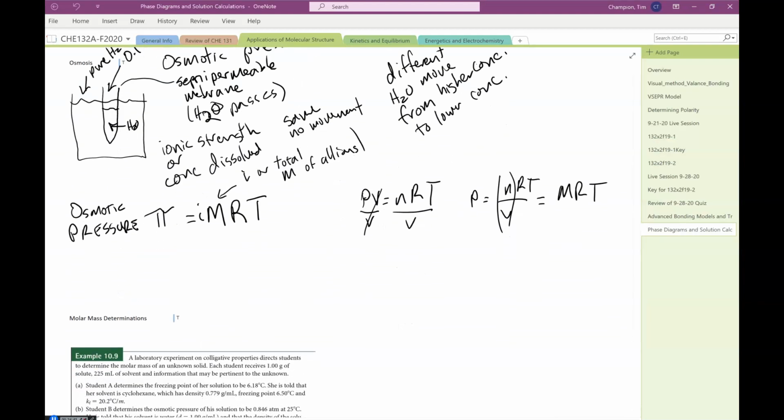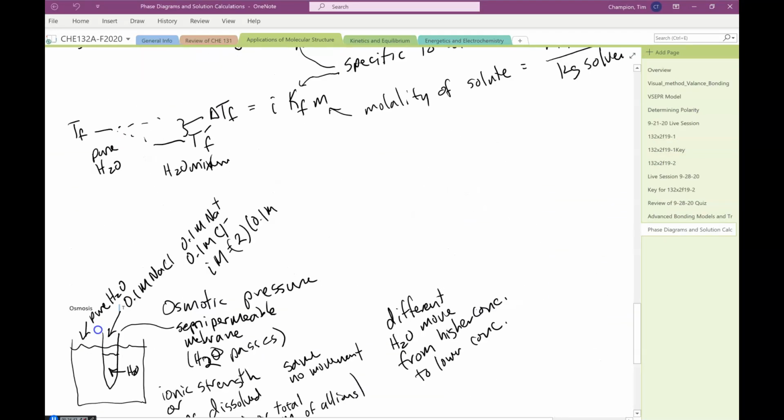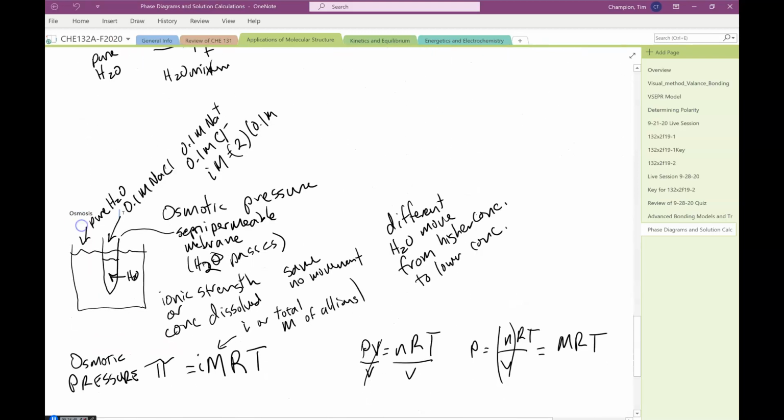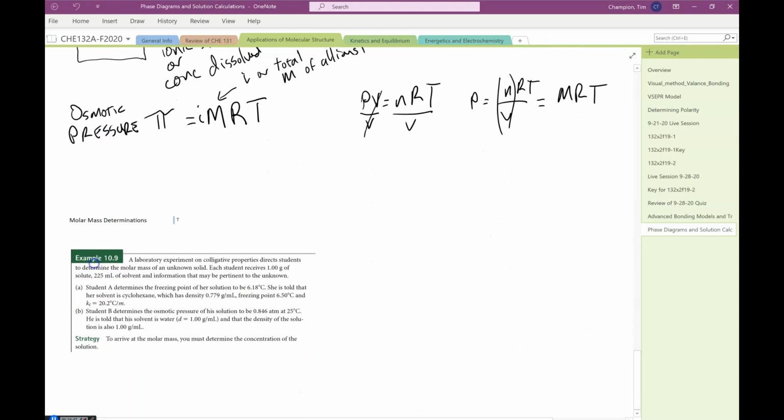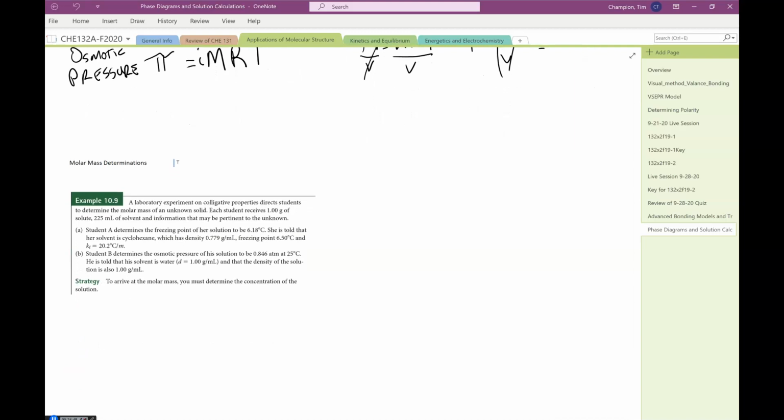Now, what you can do is you can use both of these colligative properties to determine molar mass. And you may remember back when we looked at empirical formulas, we could do a combustion train type experiment, figure out what the empirical formula was, but to get to the molecular formula, we needed the molar mass.